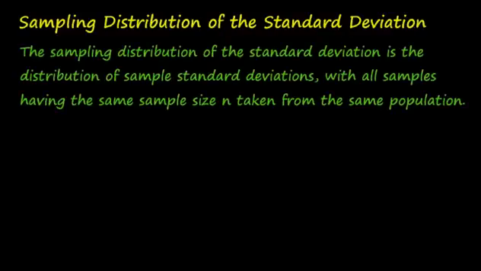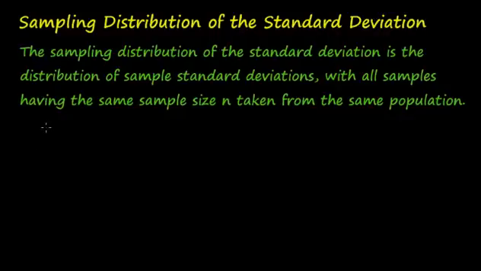Let's calculate one last sampling distribution of a statistic, the standard deviation. And we'll continue with our same example of Farmer Fred's egg production. So, what is the sampling distribution of a standard deviation? The sampling distribution of the standard deviation is the distribution of sample standard deviations with all samples having the same sample size n taken from the same population.